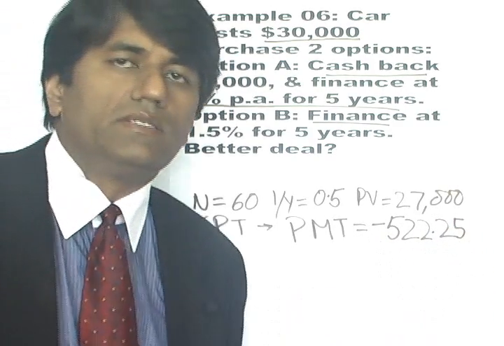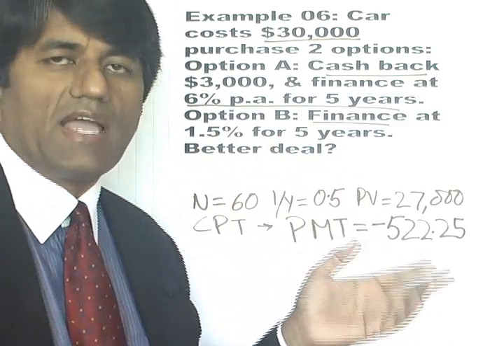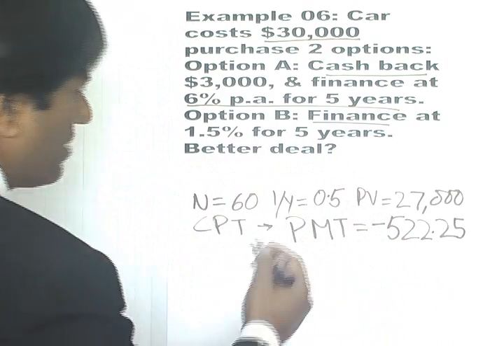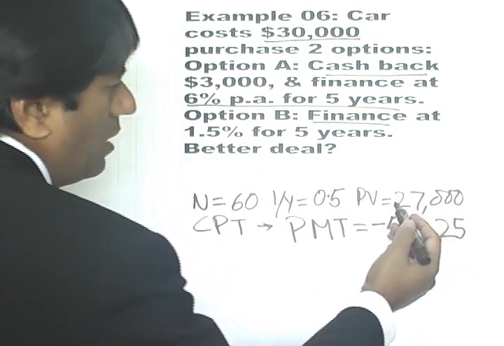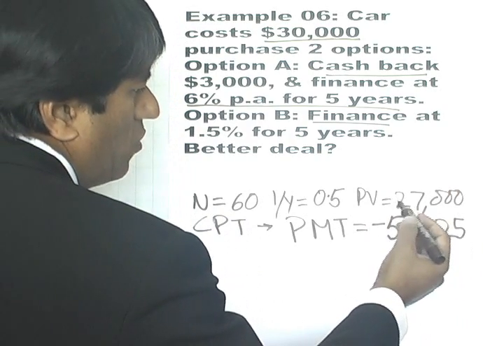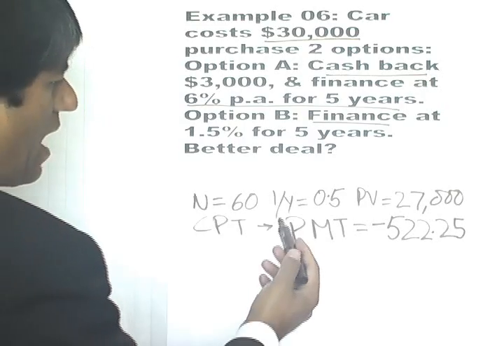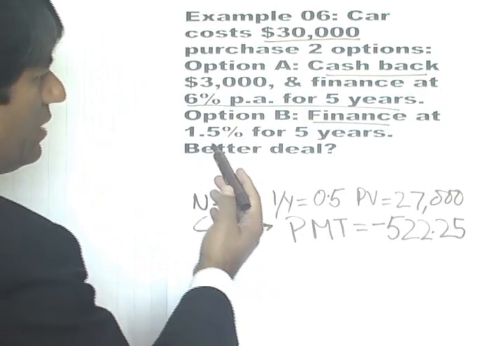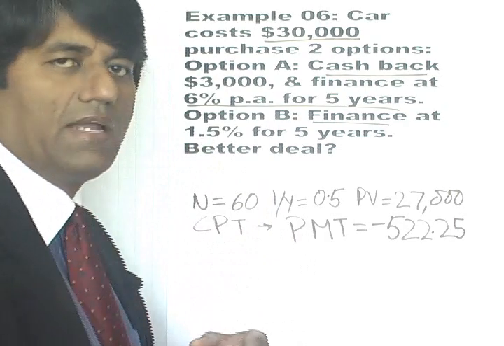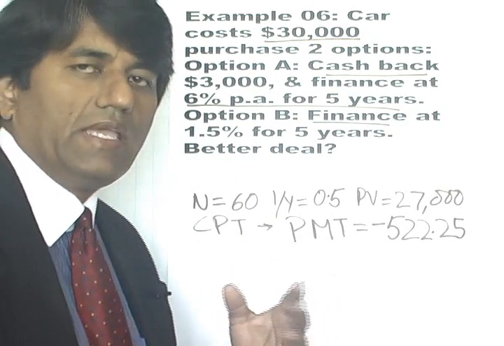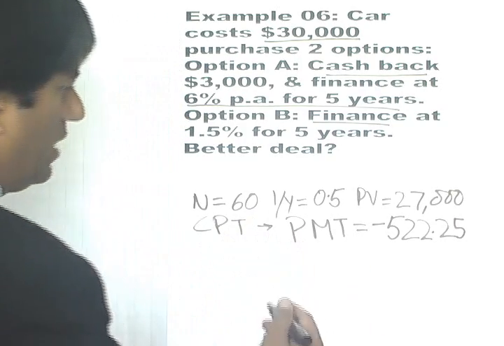In the second one, you have a lower interest rate but no cashback. So the entire cash has to be paid. So present value should be 30,000 rather than 27,000. And your interest rate, though, is now going to be 1.5 divided by 12, which is 0.125. So those are the only changes.